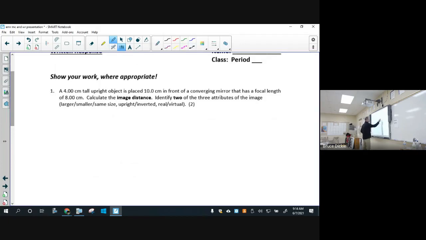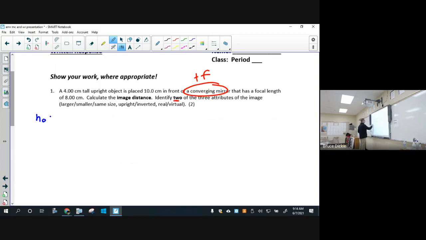First thing we do here is circle this, right? If it's converging, we know the focal point is positive 8 in this case. We want to calculate the image distance, and then we want to identify 2 of the 3 attributes. Of course, we know there are 3, and I would accept any 2 of the 3 possible attributes of this. Let's write down some givens and go from there.